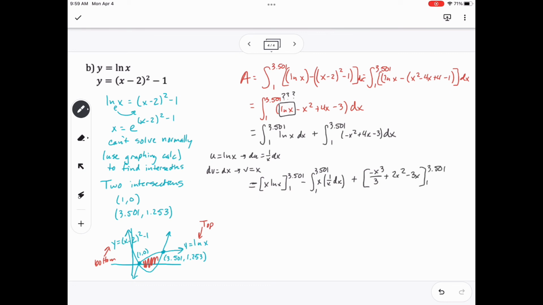I took the antiderivative of negative x squared plus 4x minus 3. Notice that I've got several things going on all at once, and kind of keep the ball rolling here. So then I plug in the 3.501 and 1 into the x times ln of x. The antiderivative of 1 would be x, so I'm ready to do that definite integral. And then I do the same thing for the last function. And sorry, I kind of ran out of room, so I moved it down a little bit.